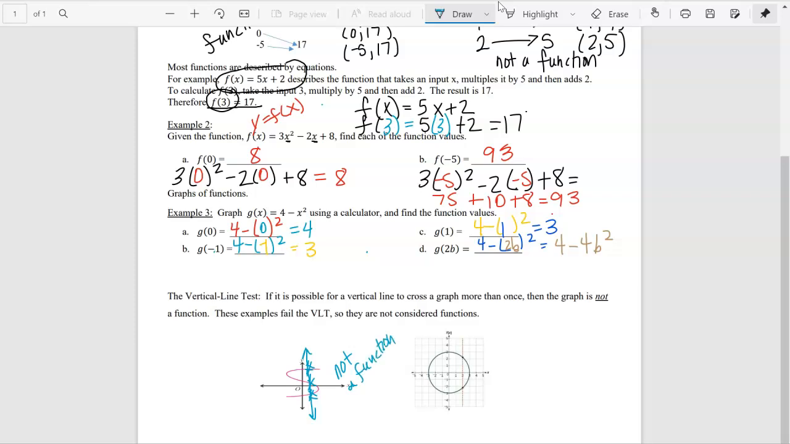So anywhere I draw a vertical line. Now, some people would say, over here on this circle, well, what happens if you draw it over here? You'd only touch it one time. Well, it has to be anywhere on the whole circle. So if I draw it here, I touch it twice. So this is not a function. If you draw a vertical line and it can touch it more than once, it is not a function.